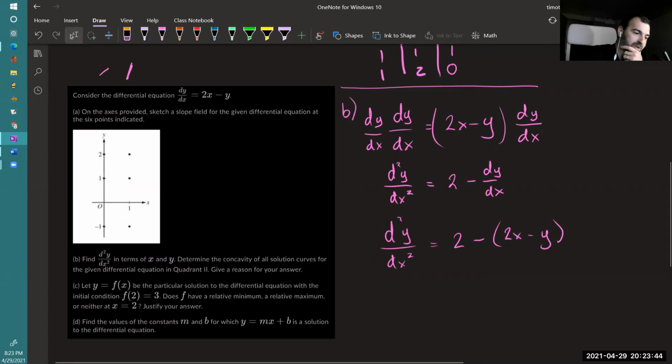All right. They also want us to determine the concavity of all the solution curves for the given differential equation in quadrant 2 here. Okay.